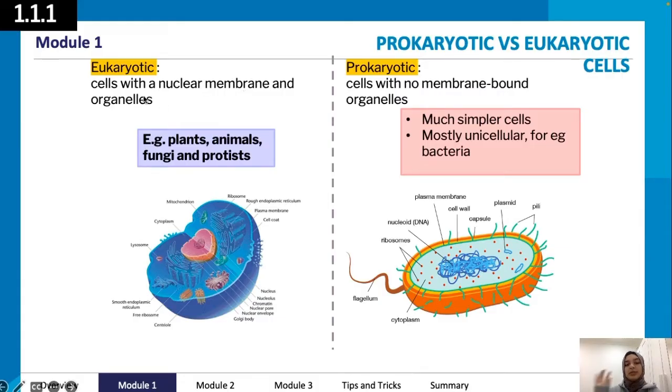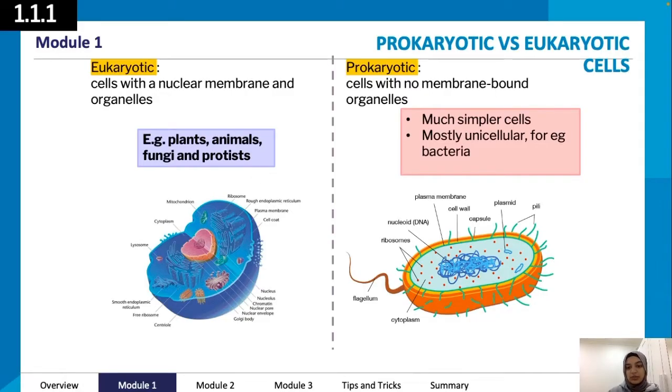Right? When we compare that to the prokaryotic cell, it is cells with no membrane-bound organelles. So prokaryotic cells are much simpler than the eukaryotic cells, and they are mostly unicellular, for example, bacteria. So you can see the comparison. It looks a lot more simple. There's a lot less organelles even than the eukaryotic, from what you can see in the diagram.